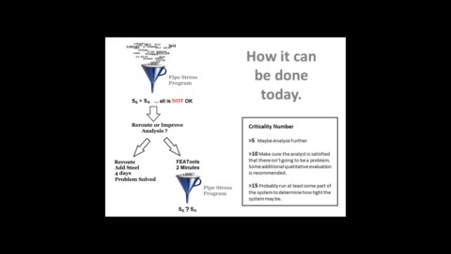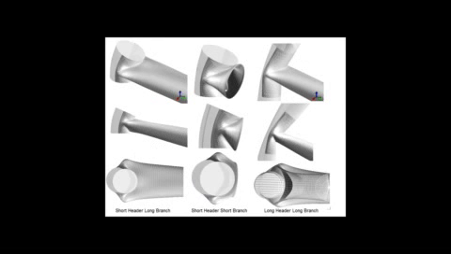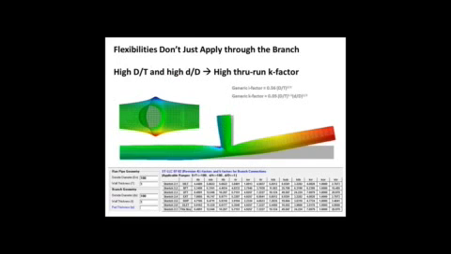So let's do a quick review of some of the branch connection basics and then start looking at models that might be good for you to send in to us to review. This slide emphasizes D over T. D over T, D over T, D over T. It's the D over T ratio that produces ovalization, that produces high I's and high K's, and these are the areas where we have problems.